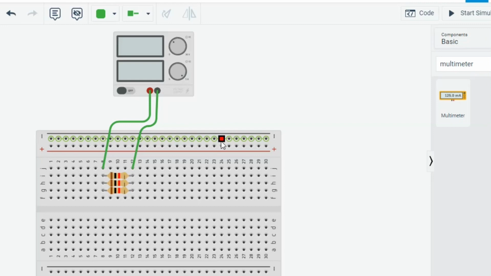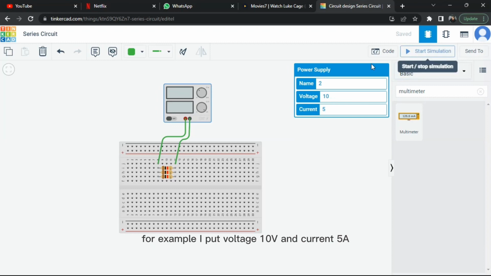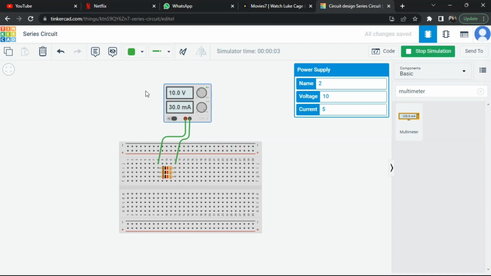Each path is referred to as a branch. Now let's measure the voltage and current of the circuit. For example, I put voltage 10 volt and current 5 ampere, and the result is 10 volt and 30 milliampere.